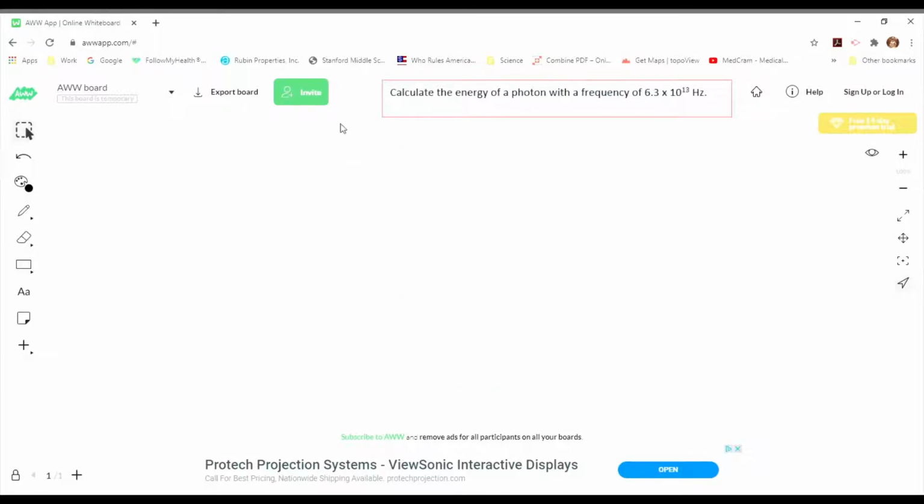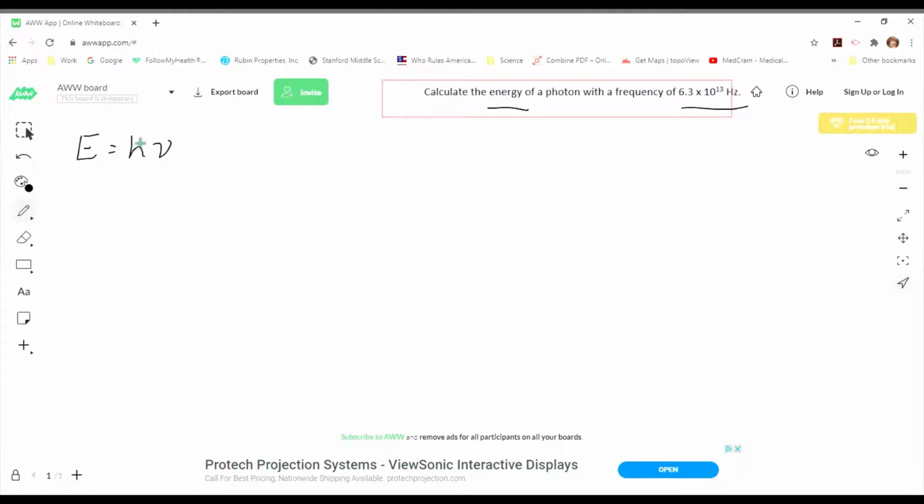Let's try this problem that we have right over here. It says: calculate the energy of a photon with a frequency of 6.3 times 10 to the 13th hertz. So we want to look for energy. We're looking for energy, and we're given a frequency. Remember that the equation is E equals H times frequency.